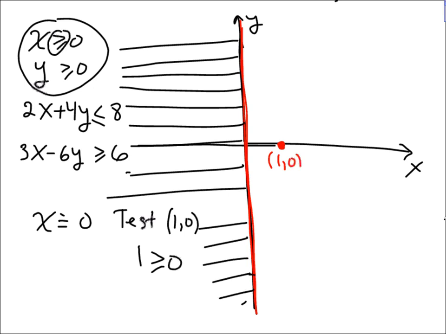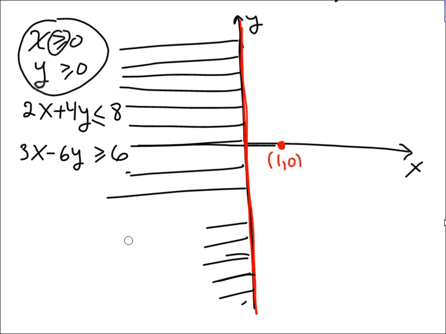So that line is done. The next line, y is greater than or equal to 0. Well, we do the equality, y equals 0. You should know that y equals 0 is the x-axis. Every point on the x-axis has something in common: y is 0.